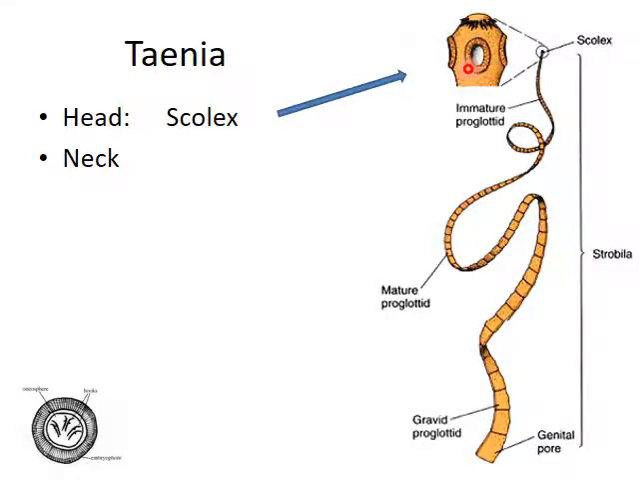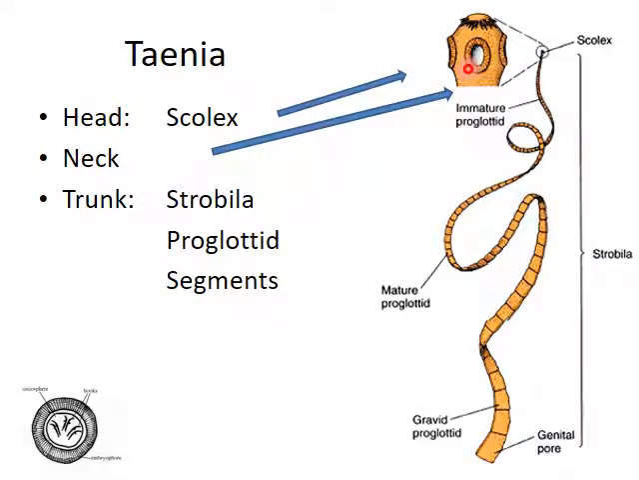The next part is the neck, from which the proglottids arise or from which the body starts. And the third part is the trunk, also called strobila or the body of the Taenia. The body of Taenia consists of a number of segments. As you can see here, number of segments. These segments are also called proglottids, and the length of any tapeworm depends upon the number of these segments.